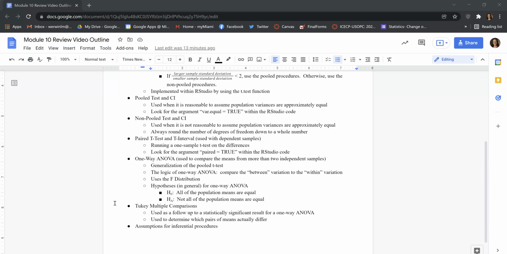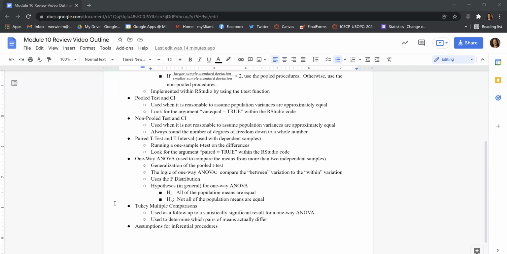The hypotheses in general for a one-way Anova: our null hypothesis is that all the population means are equal, and our alternative is that not all the means are equal. Remember, that does not mean that they necessarily all need to be different. It just means that they're not all the same. Your hypotheses for a one-way Anova must be written in this way.